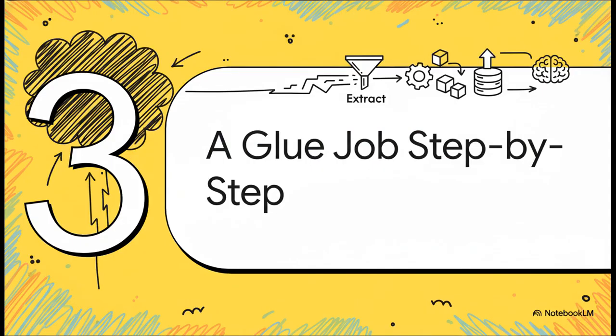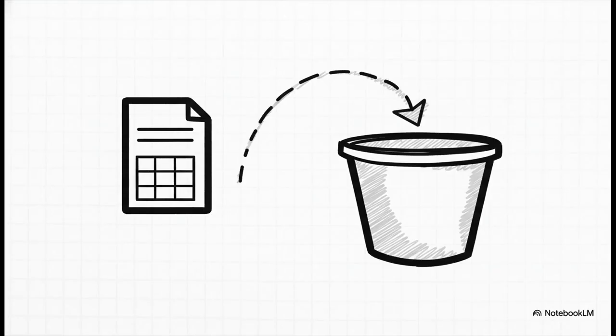Okay, theory is great, but let's get practical. What does this actually look like step by step? Let's walk through a typical Glue job from a raw file all the way to analysis-ready data. Step one, pretty much everything in the AWS data world starts in one place: Amazon S3. So you take your raw file, let's imagine it's a simple CSV with all your sales data, and you just upload it to an S3 bucket.